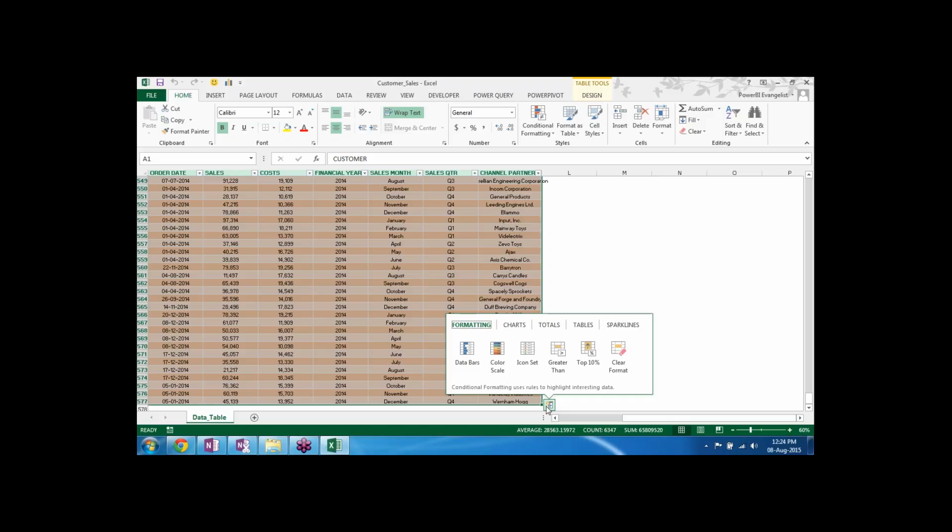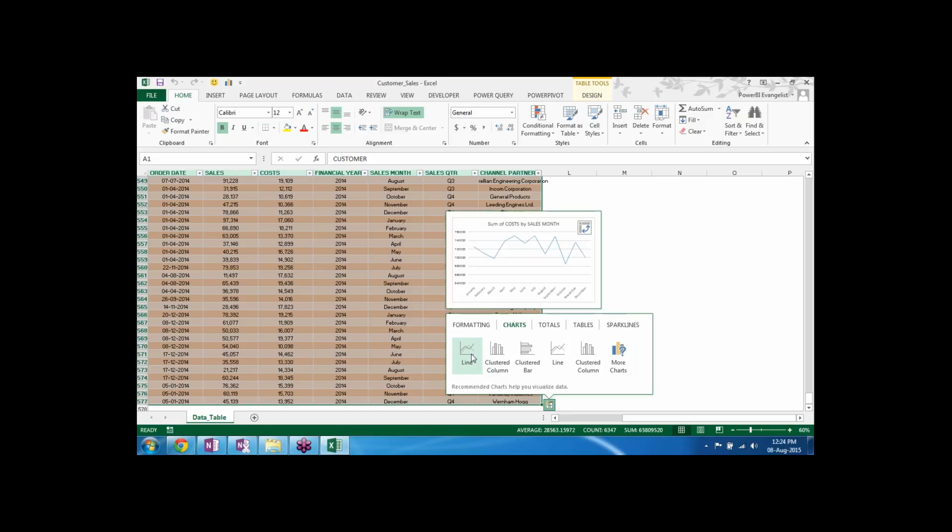So formatting related, charts related, totals related, tables related, and sparklines related. So 4 or 5 options are there. I just wanted to leverage the charts option. If I simply say charts, there are different charts, so I don't have to bother about what chart should be suitable. If I just say, can you show me a line chart?